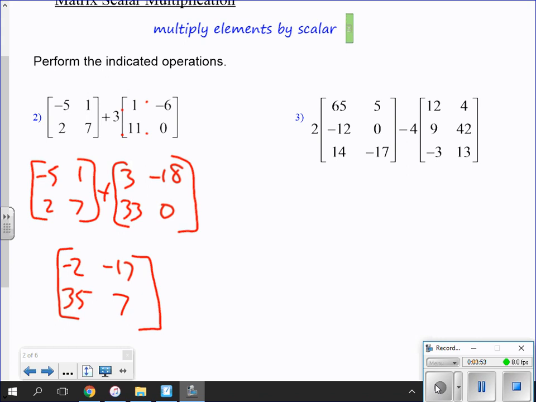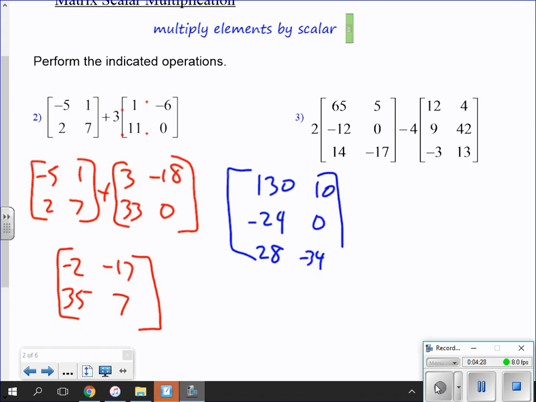So on the second one, what I need to do is I have a 3 by 2 and a 3 by 2, so I can add them together. 2 times the first one minus 4 times the second one. So I multiply the first one times 2. Let's do this first. It sometimes helps actually to print in the first few numbers. So I get 130, negative 24, 28, and then I have 10, 0, negative 34.